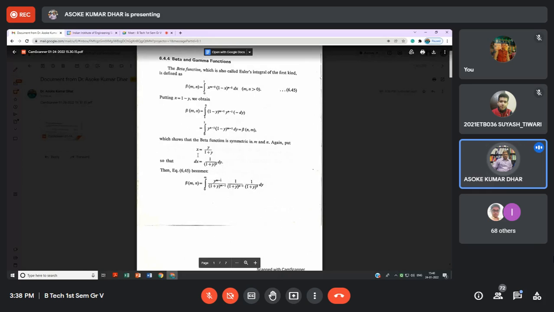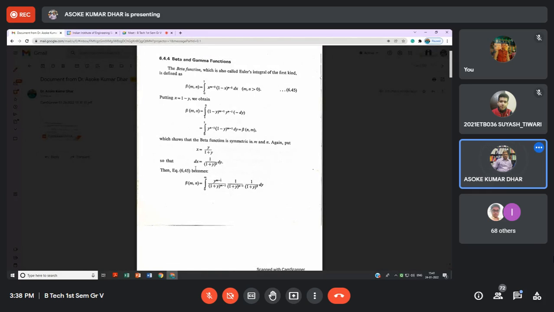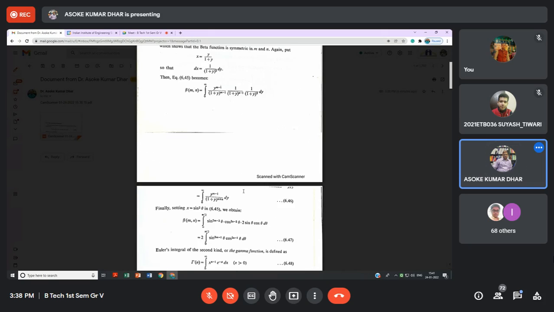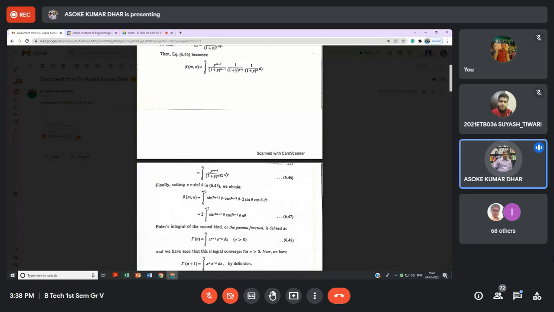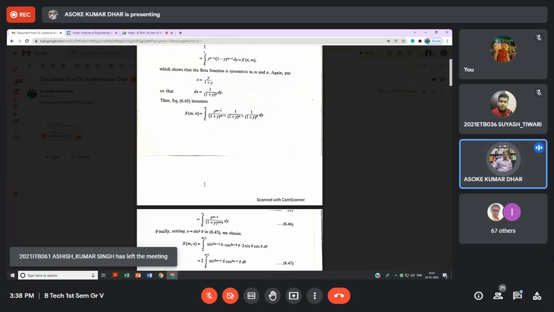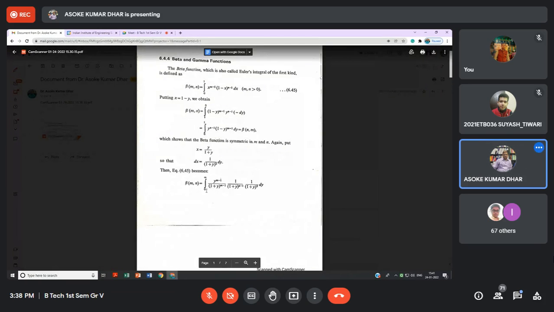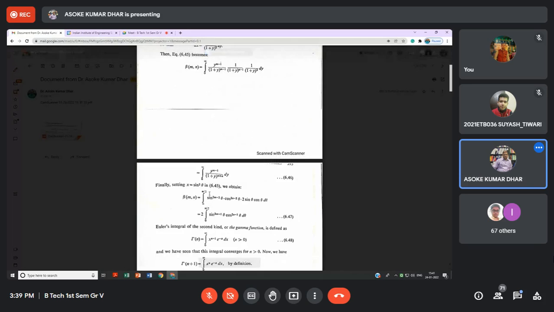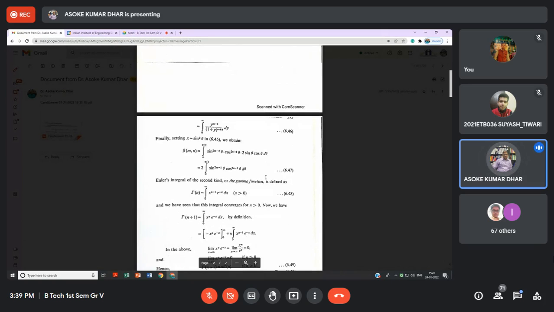Further, if we put x equal to y by 1 plus y, then dx is equal to this, and finally beta mn is equal to this. So this is another form of beta mn. Remember that in this case the range changes to 0 to infinity, from second type to first type, but it is again improper integration. Further, we put x equal to sine square theta, and we obtain beta mn equal to this. So this is another form, 6.47.